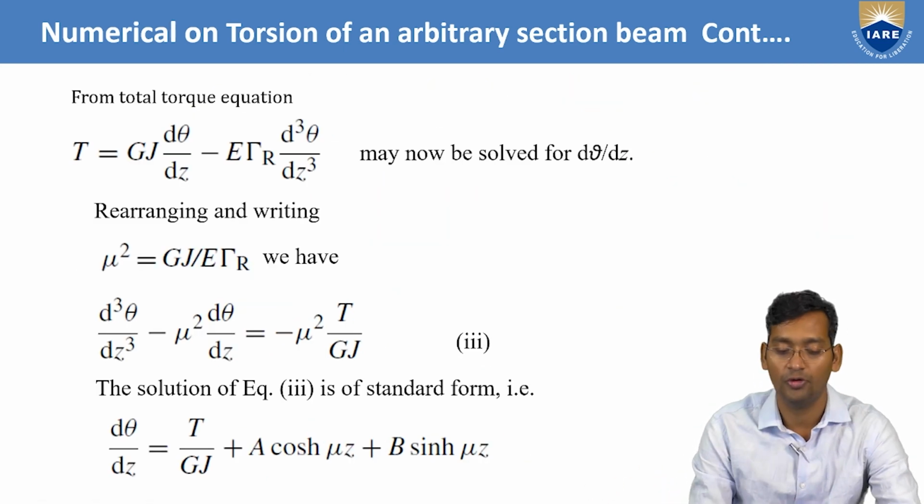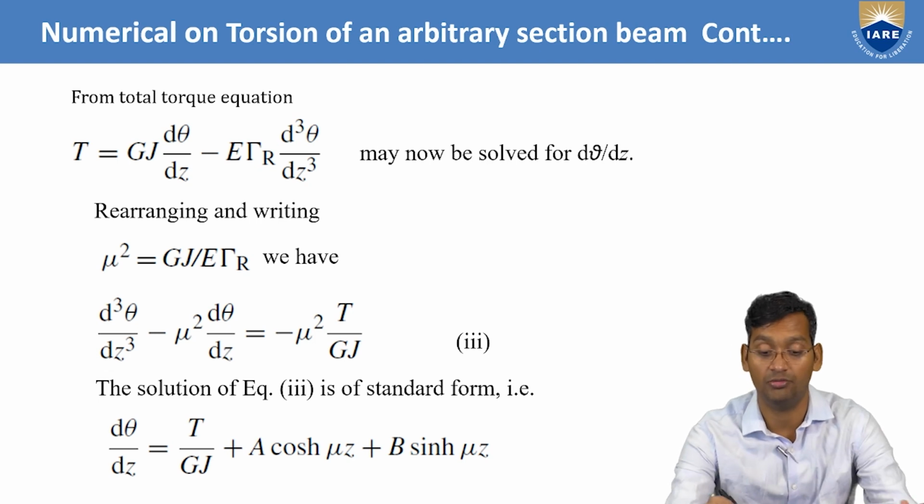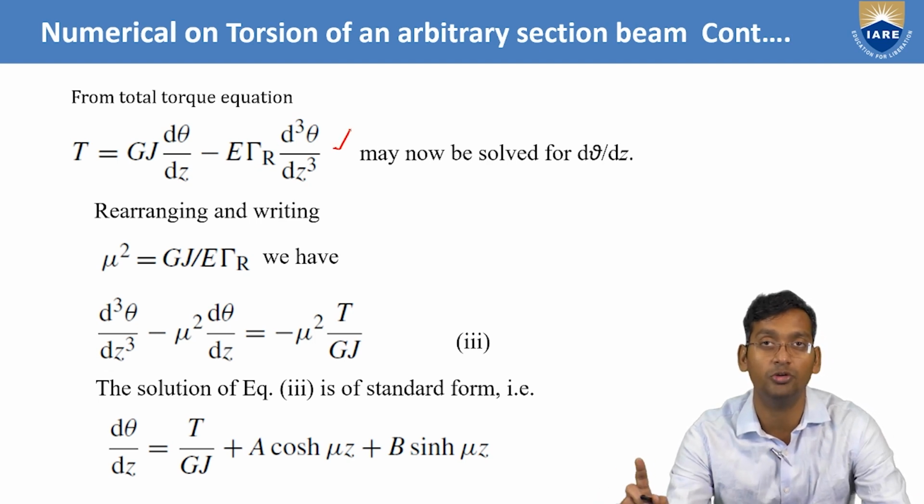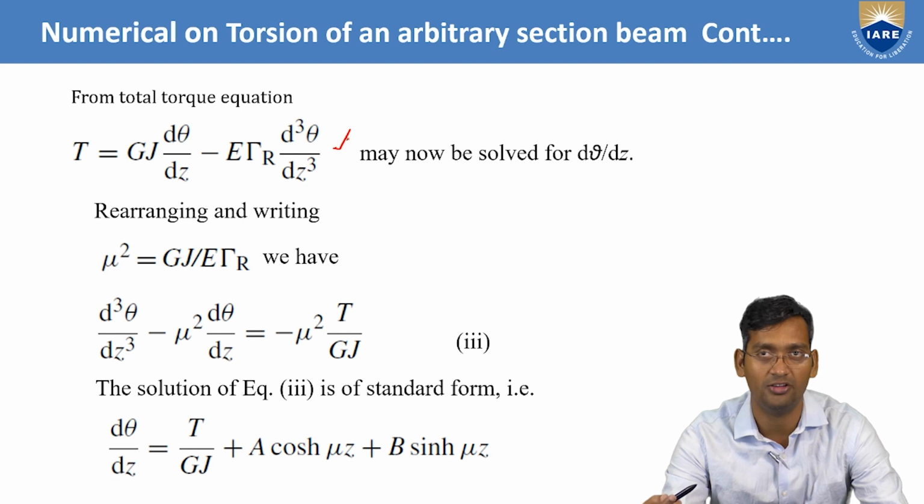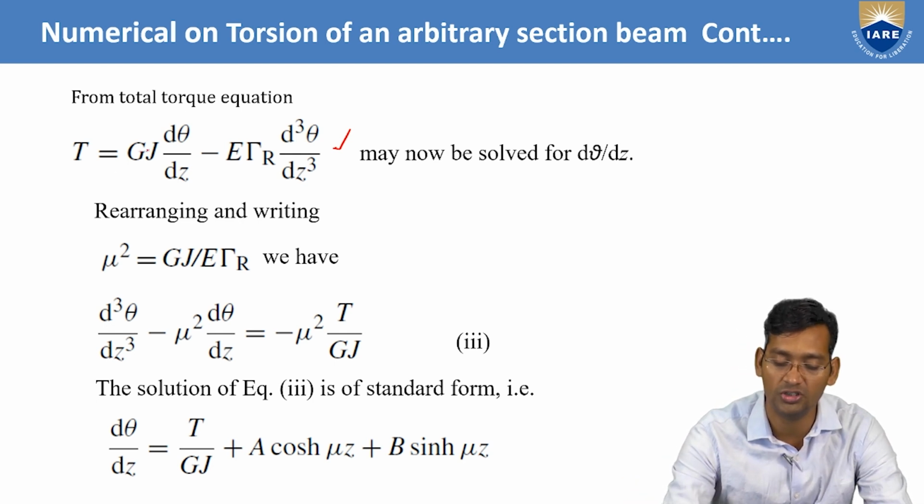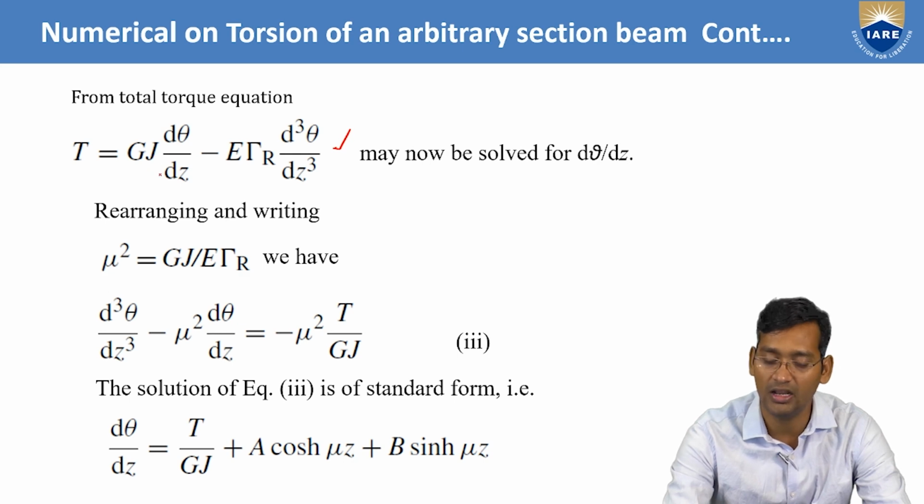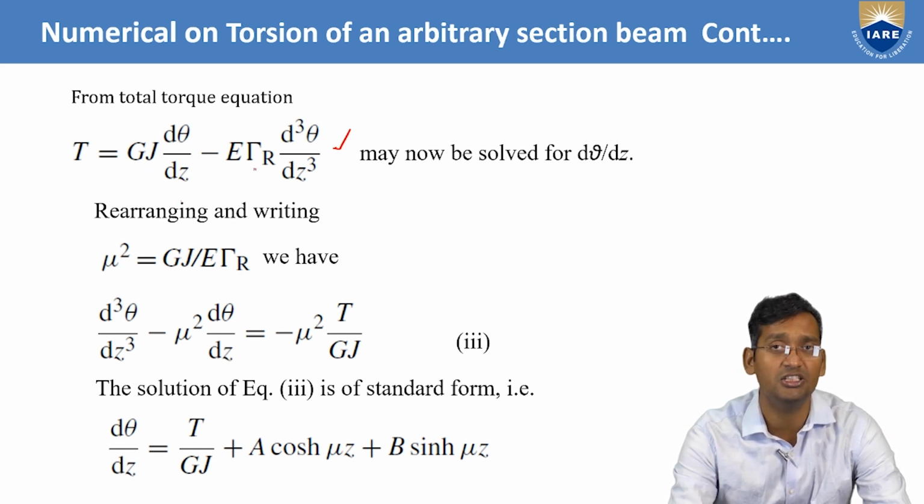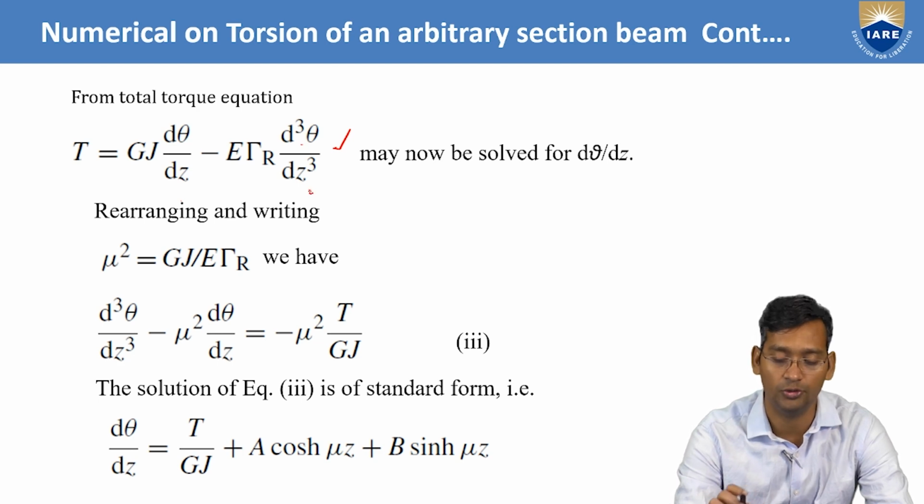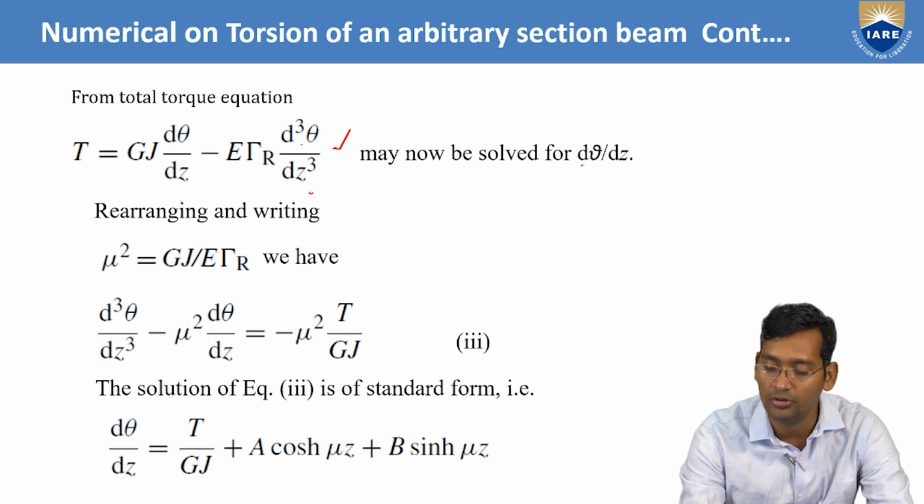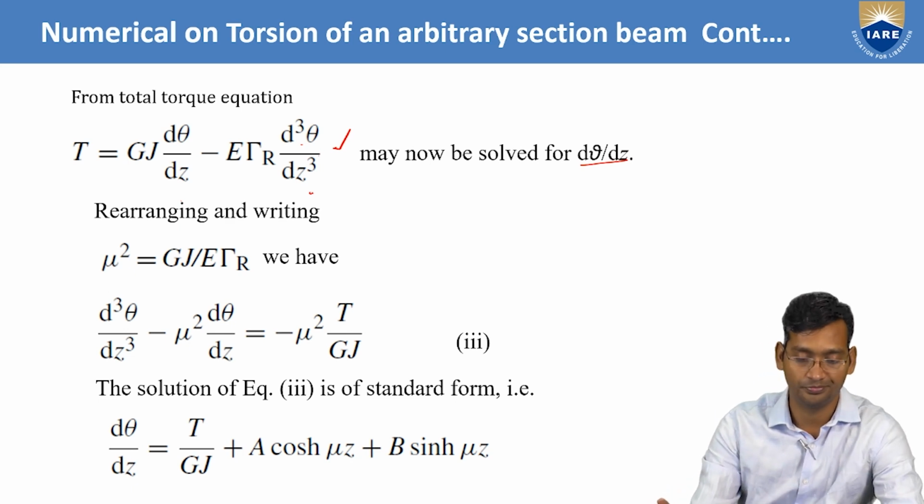Now from the total torque equation, which we derived in the previous video, just use the total torque equation. The total torque equation is the Saint-Venant and Wagner torsion equation, just the sum of those two. So this is T equals GJ d theta by dz minus E tau R d cubed theta by dz cubed, which may now be solved for d theta by dz. So now we will solve for d theta by dz.